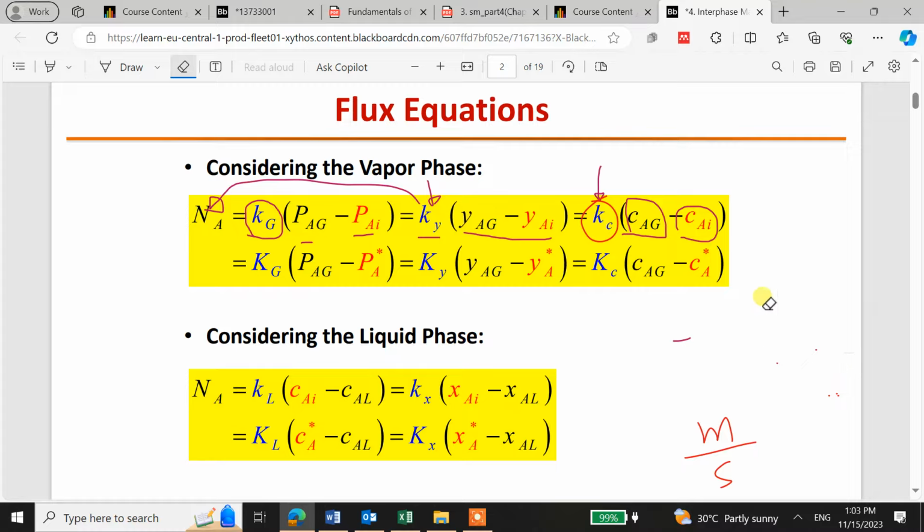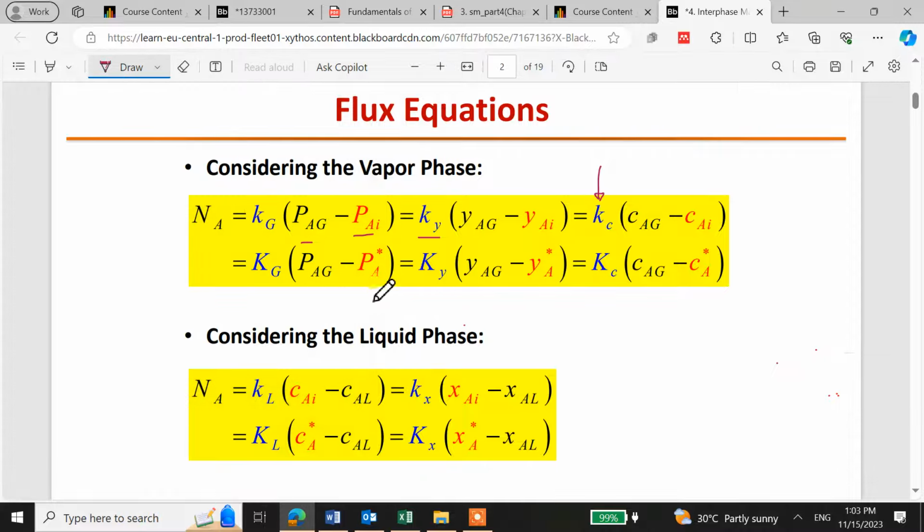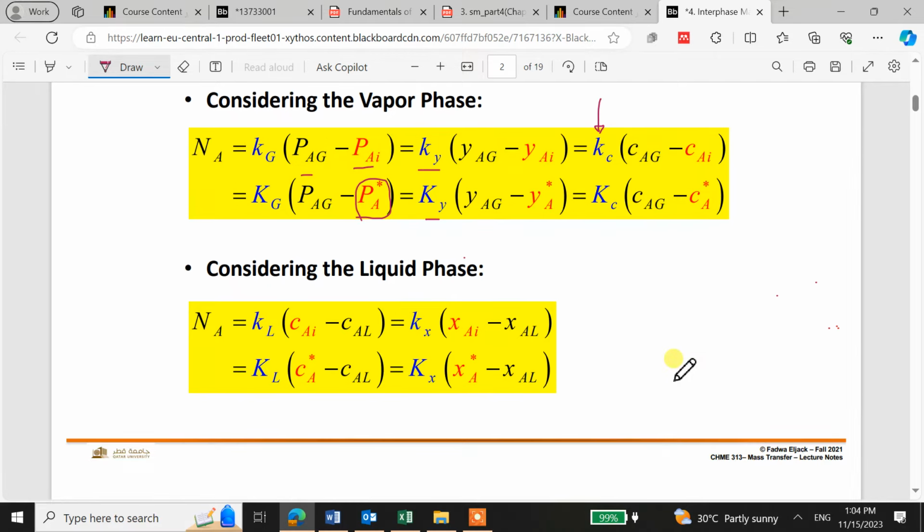Similarly, in terms of the overall, this is PAG minus PA star. The PA star is in equilibrium with CAL, the bulk liquid concentration. Same if it is KY and so on. Now for the liquid also, as we discussed, the corresponding equation will be like this.